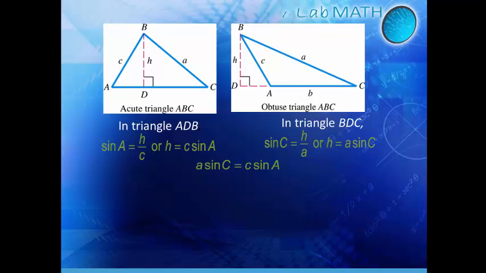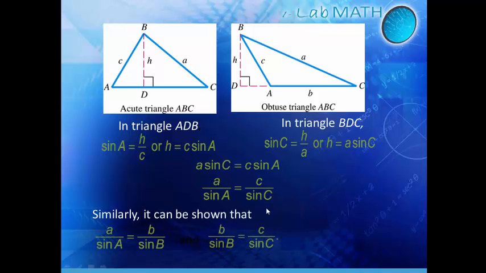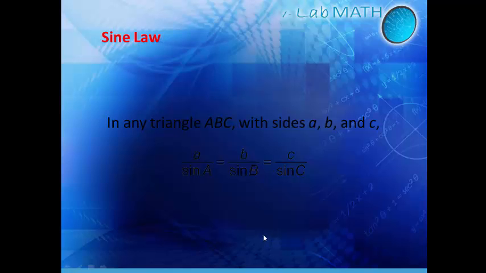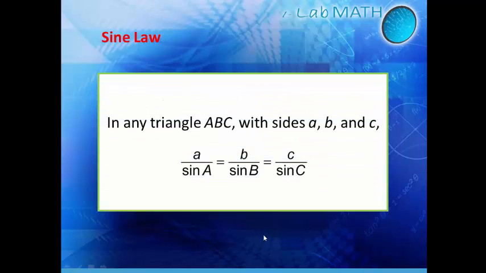That becomes A sine C equals C sine A. These are the values of H here. So with a little algebra, we can have A over sine A is equal to C over sine C. Similarly, we can have A over sine A is equal to B over sine B, and B over sine B is equal to C over sine C. That is actually our sine law. In any triangle ABC with sides A, B, and C, A over sine A is equal to B over sine B is equal to C over sine C.